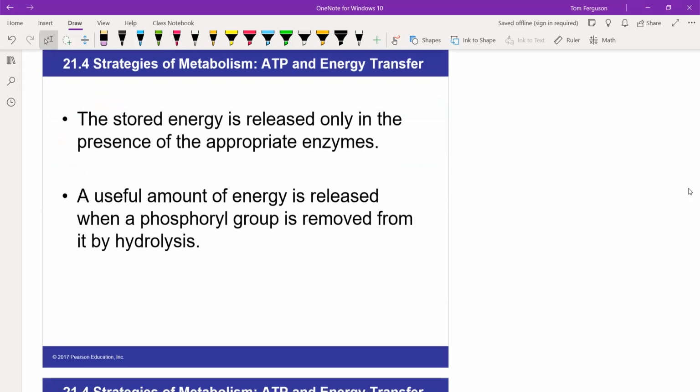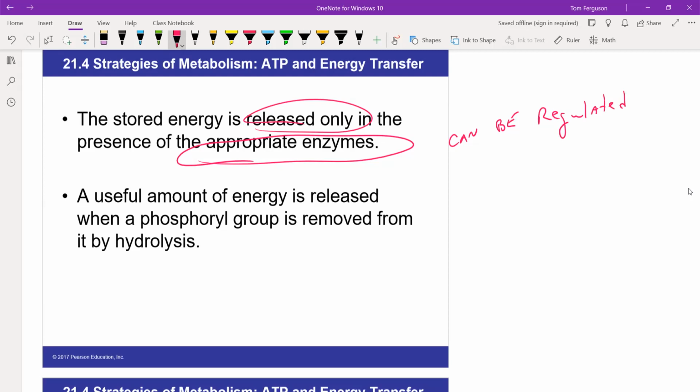The other good thing about it is it's released with appropriate enzymes. And another thing about this, it can be regulated. For example, if you have low blood sugar, there's a feedback loop in your body that says we need more glucose. So energy is required to do that. So it's regulated to release those enzymes or to activate them allosterically.